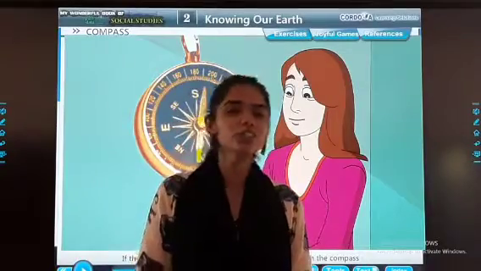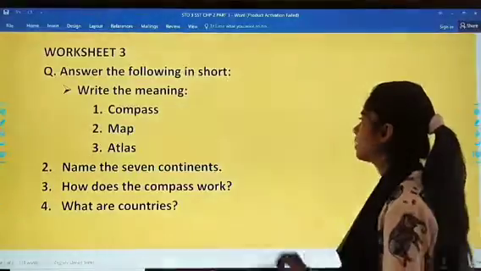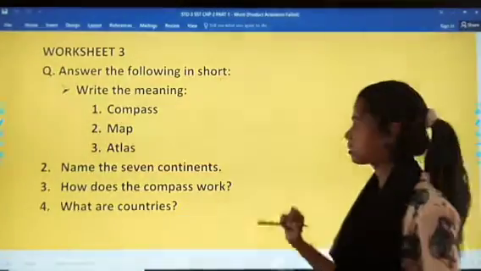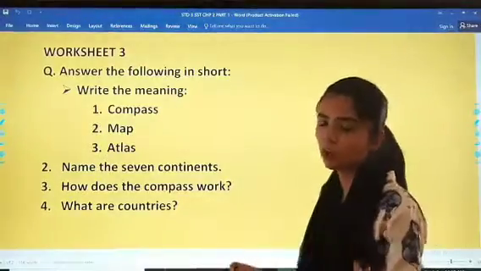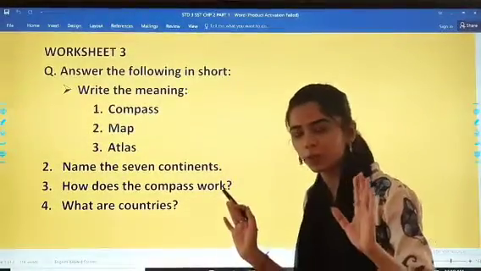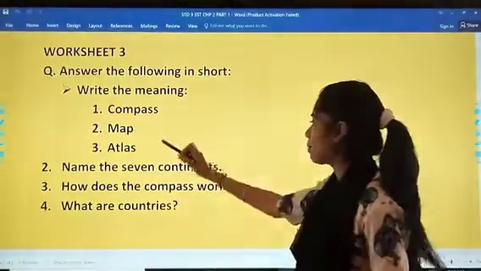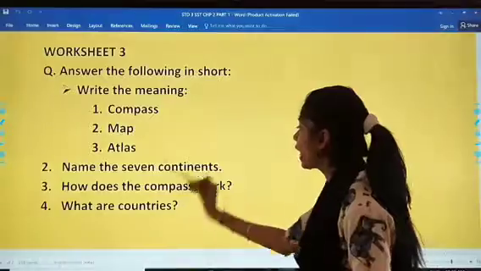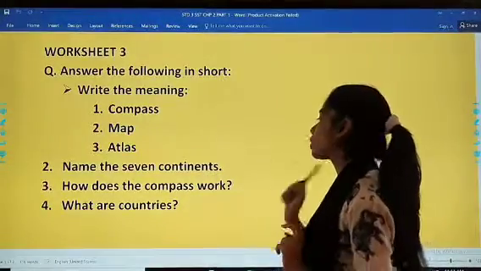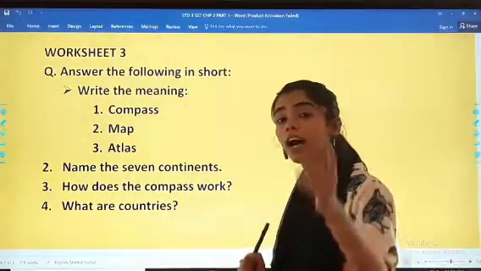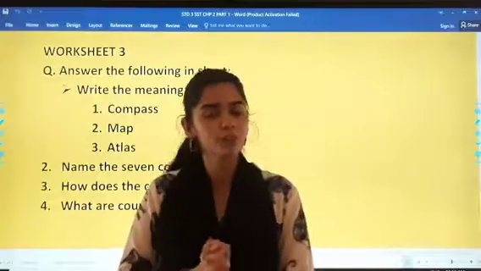Now let's move on to worksheets. This is your worksheet number 3. Answer the following in short. Write the meanings. Now you can write it in your own words. There is absolutely no problem, but it should be correct. Compass, map and atlas. Name the 7 continents. How does the compass work? And what are countries? So I hope the chapter is clear to all of you.